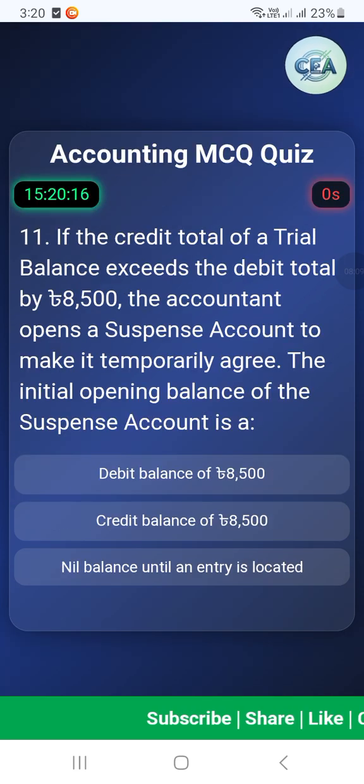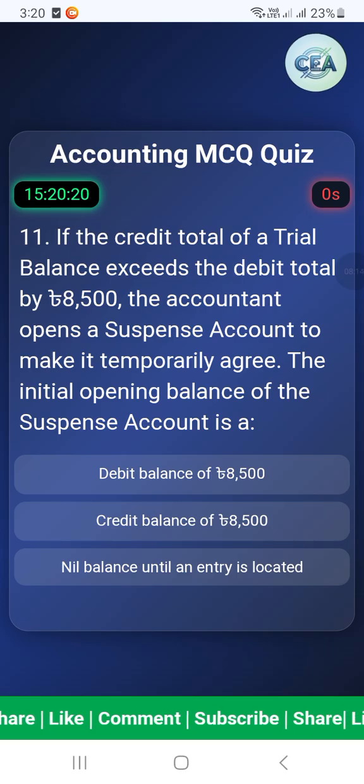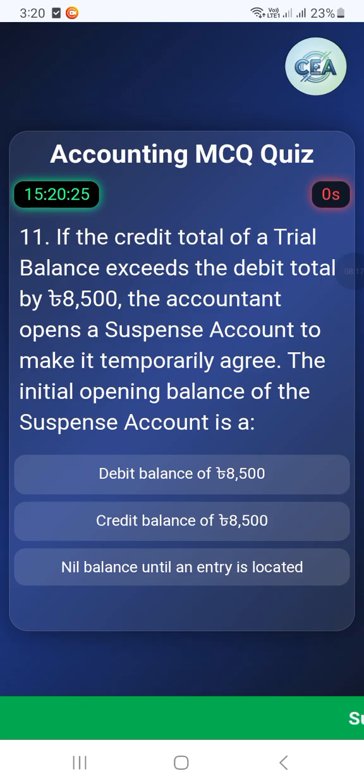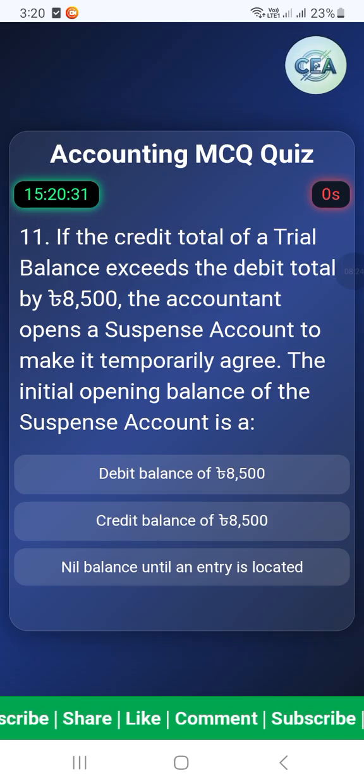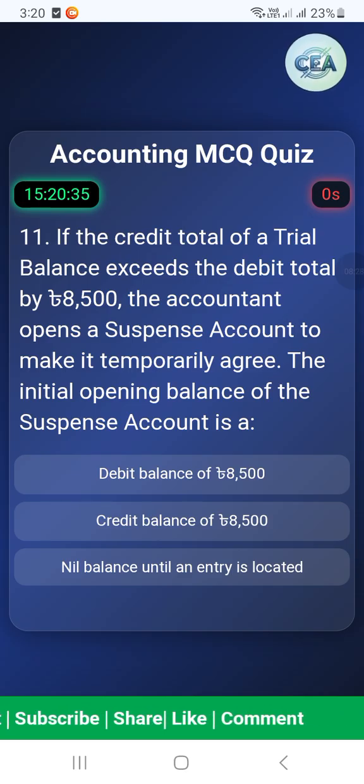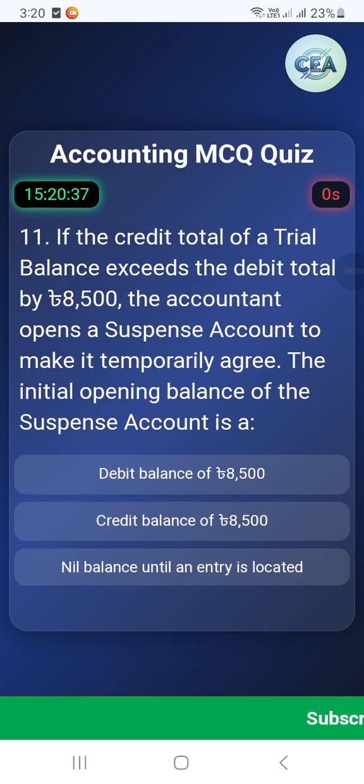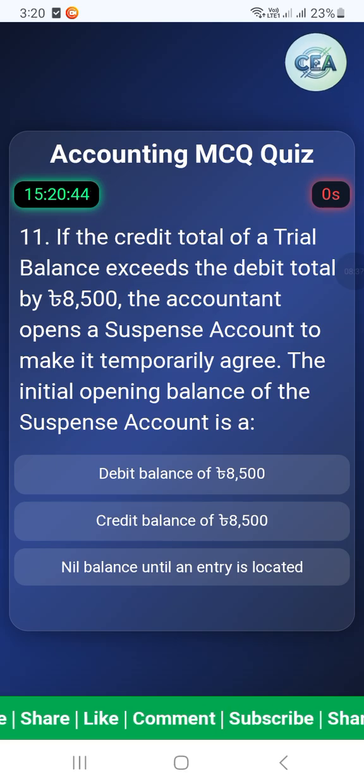11. If the credit total of a trial balance exceeds the debit total by 8,500 takas, the accountant opens a suspense account to make it temporarily agree. The initial opening balance of the suspense account is: Option 1. Debit balance of 8,500 takas. Option 2. Credit balance of 8,500 takas. Option 3. Nil balance until an entry is located.